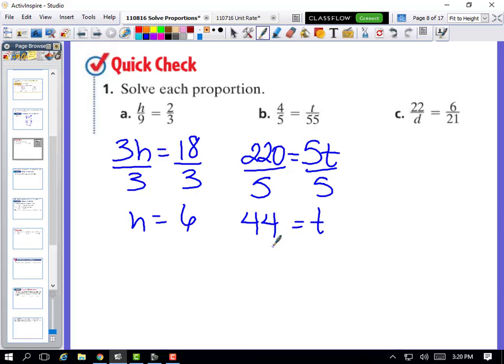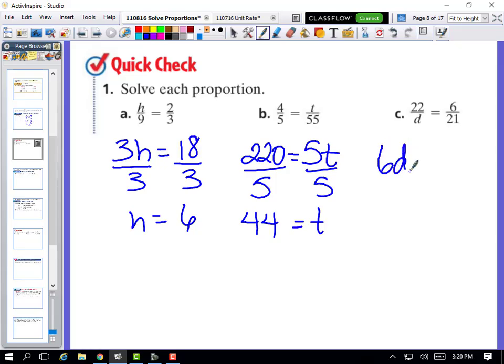All right? Now, most of us are uncomfortable with this letter over here on the right-hand side. So a lot of times what I do is I take the letter side, or the letter part, d times 6, or the 5t, or the 3h, wherever that's going to be, and I just write it on the left-hand side.